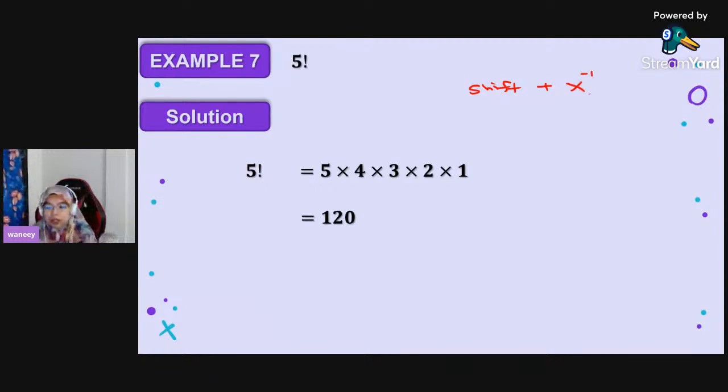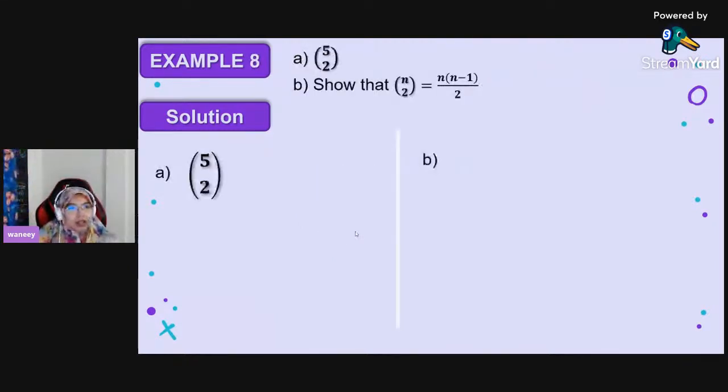So you are going to get the factorial formula, which is 120. Okay, let us go to the last one. Okay, the first one you need to calculate what is 5C2. I'm sure you can use your calculator, but we just want to see from the formula how we are going to calculate 5C2, and then you should show that NC2 is actually n multiplied with n minus 1 over 2.